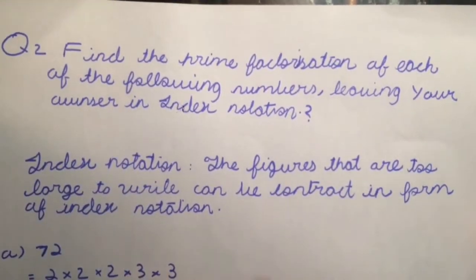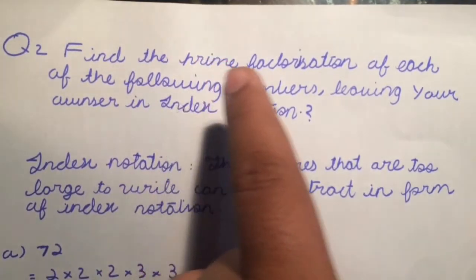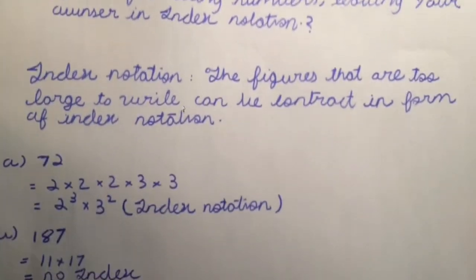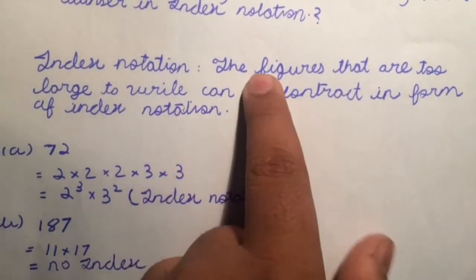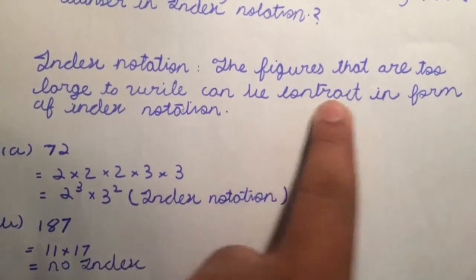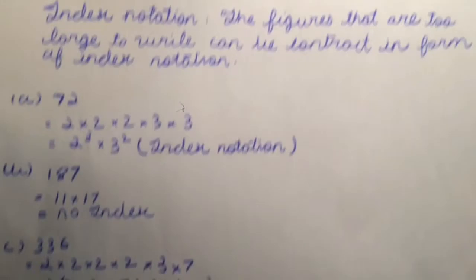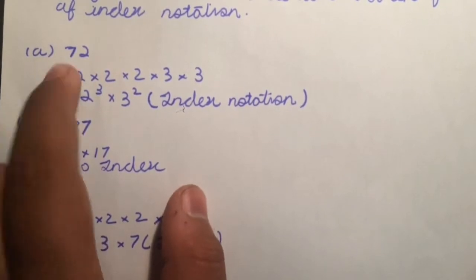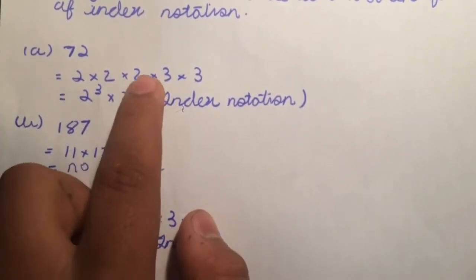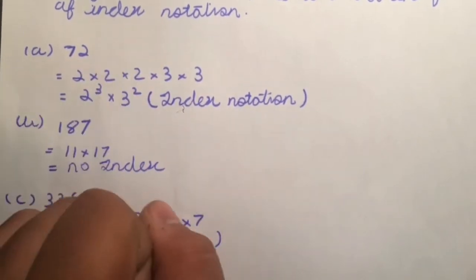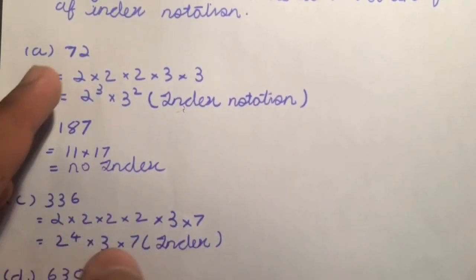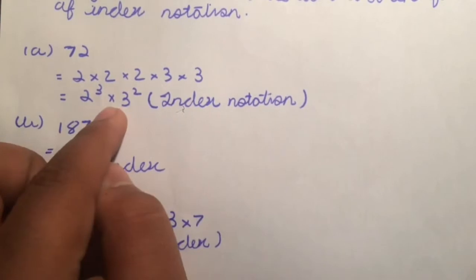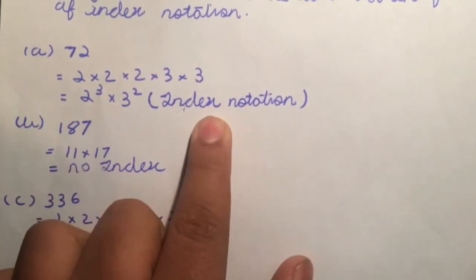Then it comes to question 2. Find the prime factorization of each of the following numbers, leaving your answer in index notation. So let's find what is index notation. The figures that are too large to write can be contracted in the form of index notation. Just like the A part of question 2, 72 is 2 into 2 into 2 into 3 into 3. These are the factors of 72. So we can contract these 3 2's into 2 cube and the 2 3's into 3 square. So this is known as index notation.